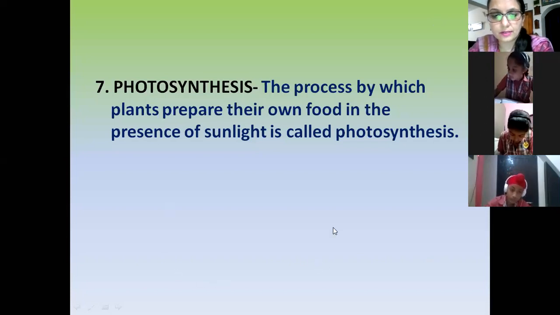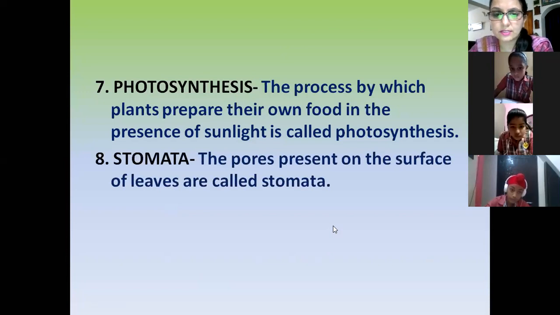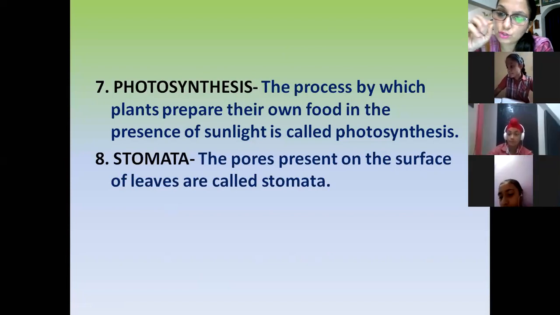Okay. Next is stomata. Yesterday I showed you a picture of stomata, right? What are stomata? Tiny pores. So on the leaf there are tiny pores, openings, they are called stomata. The pores present on the surface of leaves are called stomata.